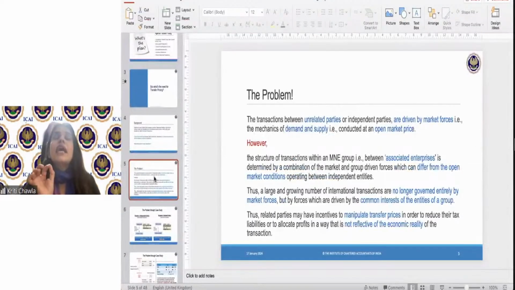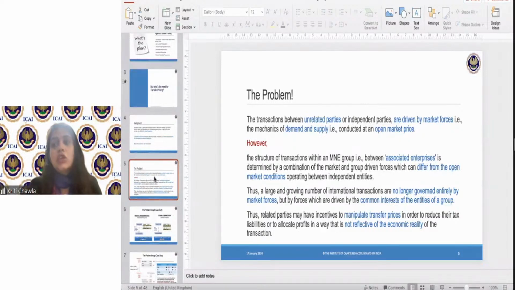that any unrelated party transaction is driven by market forces. When I say they are driven by market forces, they are driven by the mechanics of demand and supply, and they happen at open market price. Between two different entities that are not related to each other, any random enterprise in the market, if you look at the price at which that transaction has happened, that is the open market price.